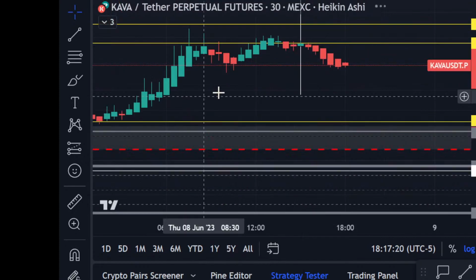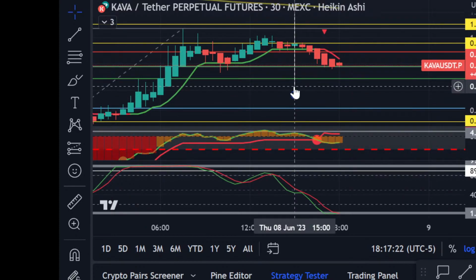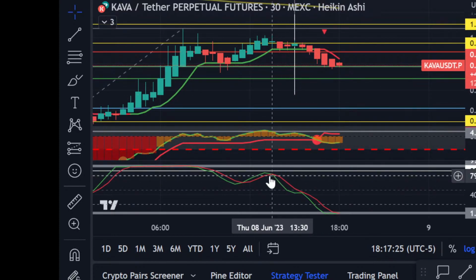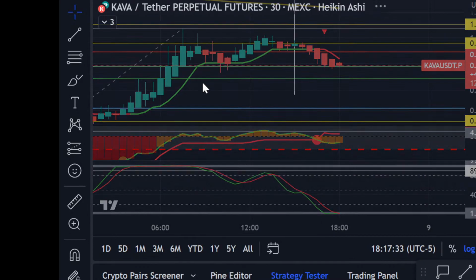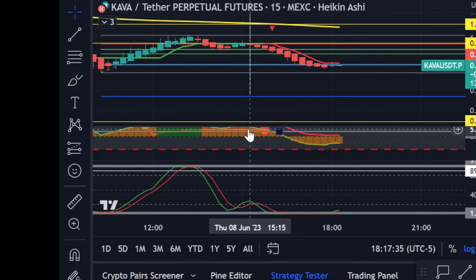The next thing I need is a 30-minute breaking down. And right there, my 30-minute is breaking down. It needs to be below the 90. It already is. Okay? Now, that for me would be an entry point there for me to look for an entry. I would move to the 15. As long as the 15 is in my favor, then I'm looking for an entry.